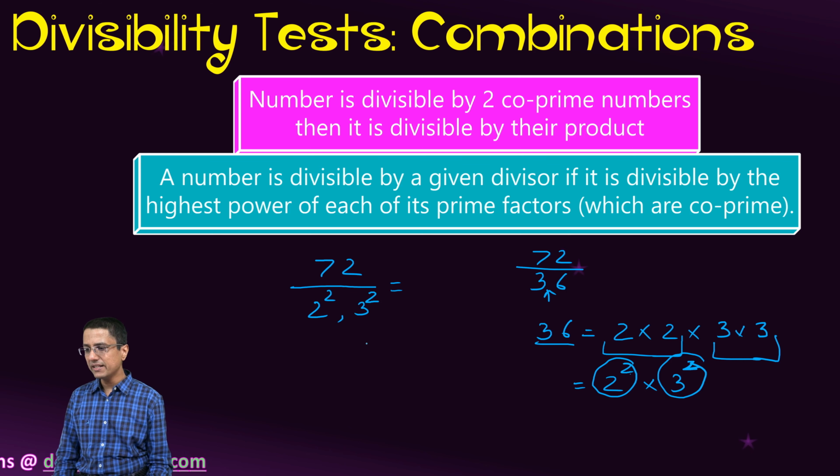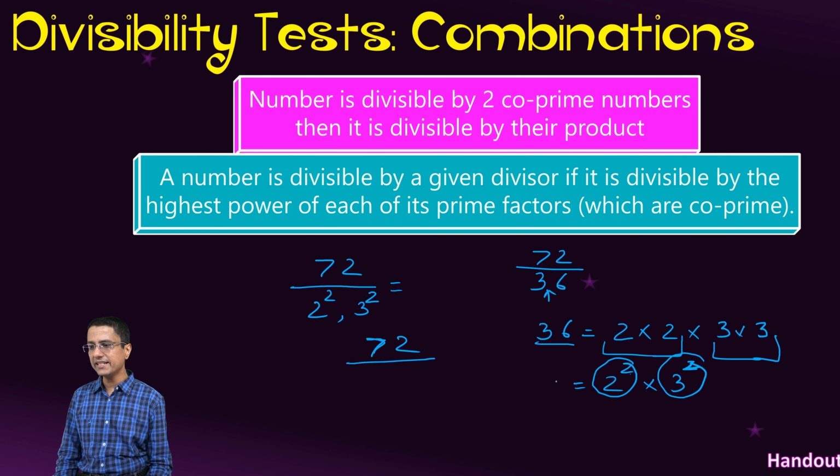We have created the two numbers. We have divided 36 into two numbers which are both coprime. So this is 4 and 9. So we were able to divide 36 into two coprime numbers, 4 and 9. And if 72 is divisible by 4 and 9 individually, then it would also be divisible by the product of those two coprime numbers. 9 4s are 36.